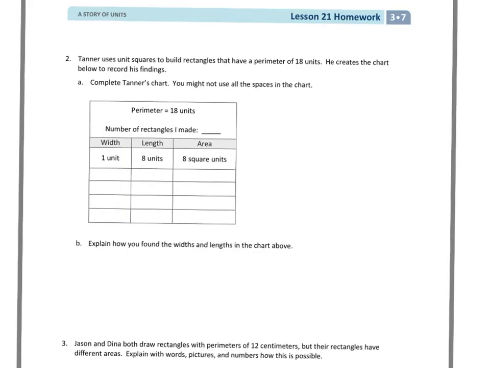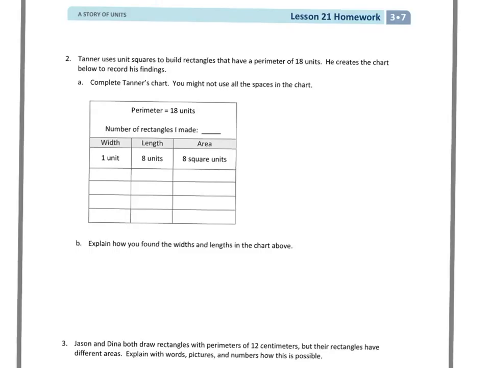So over here on page 2, we have a problem that we'll take down first, and that's question 2. Tanner uses unit squares to build rectangles that have a perimeter of 18 units. He creates the chart below to record his findings. Complete Tanner's chart. You might not use all space in the chart.